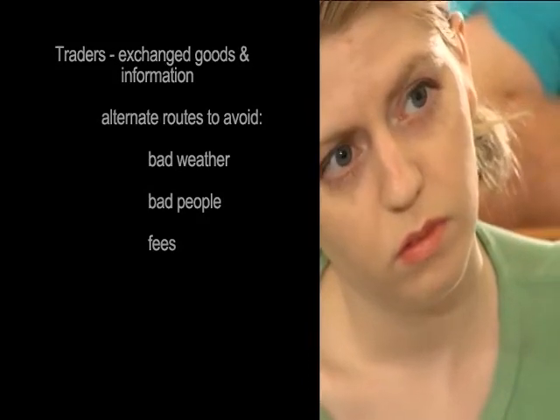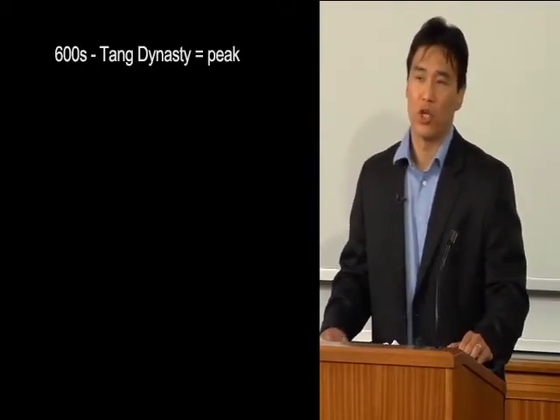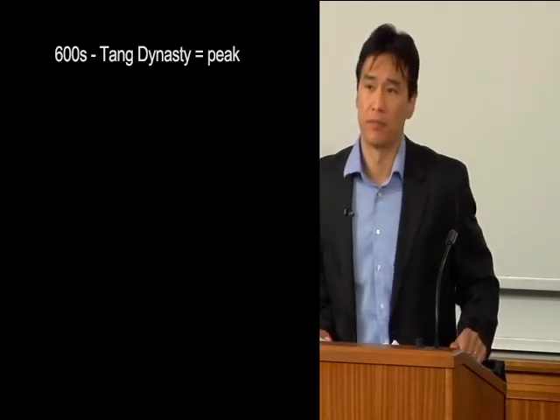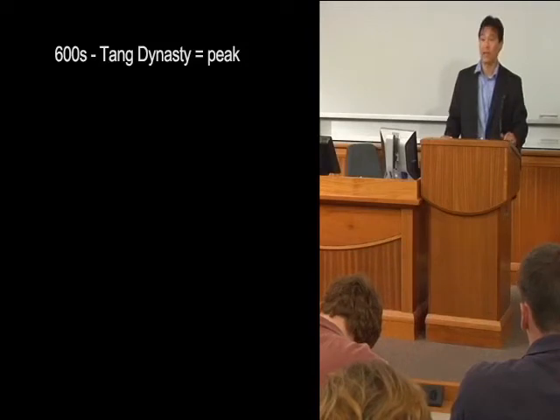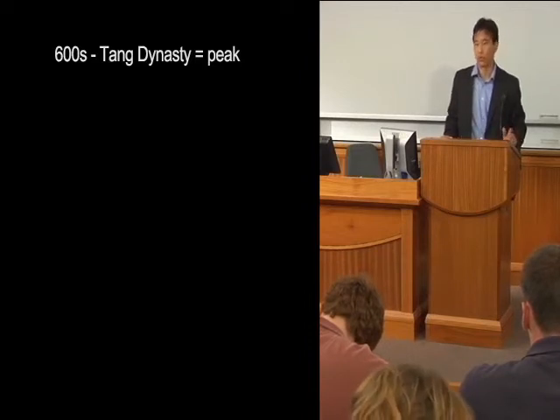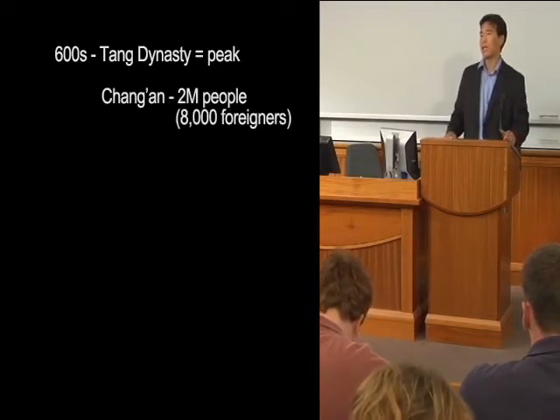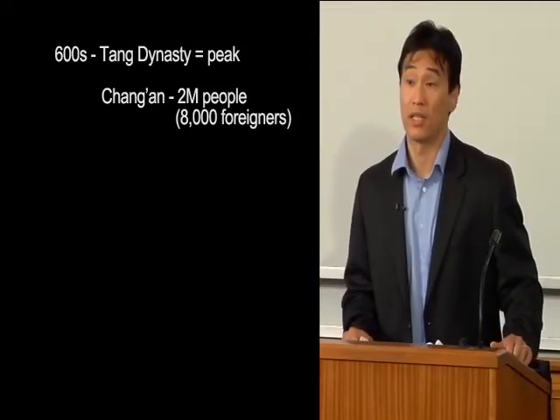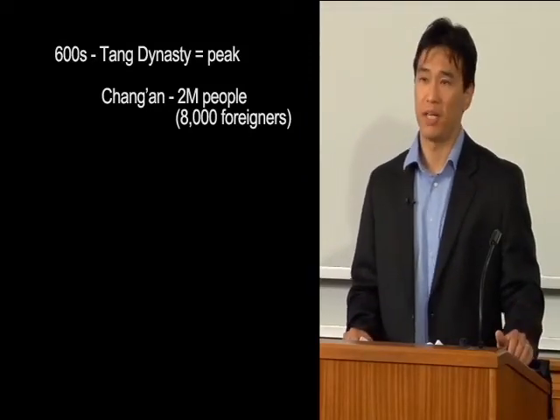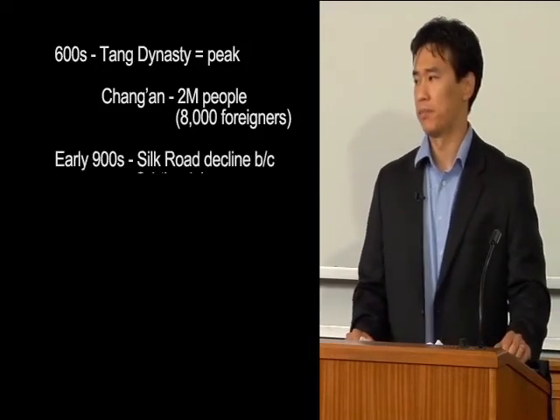The peak period for the Silk Road was in the 600s during the Tang Dynasty. Zhang'an was very big and very prosperous then. About 2 million people lived there, including 8,000 foreigners from many places, including what is today Iran, Turkey, Japan, and Korea. By the early 900s, the Tang Dynasty lost power, and trade on the Silk Road declined sharply because there was fighting and it became much too dangerous for the traders.